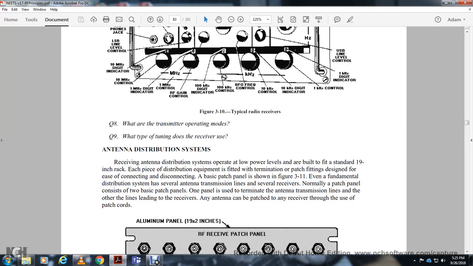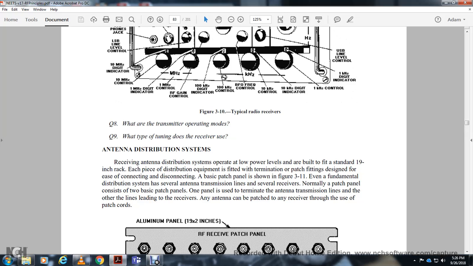Now, the antenna distribution system. The receiving antenna distribution system operates at a lower power level. They are built in a standard 19-inch rack. Each position of the distribution equipment is fitted with termination patch fittings designed for connecting and disconnecting patch cords. The basic patch panels are shown in figure 3, leveling the fundamental distribution systems of the antenna transmission lines to the receiver, the normal patch line. Consider the two basic patch panels.